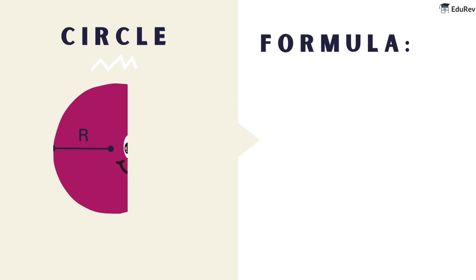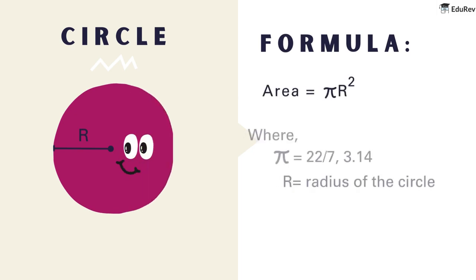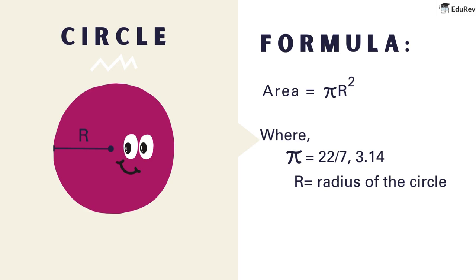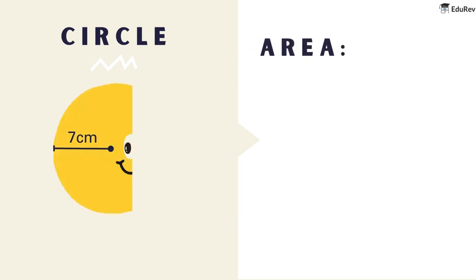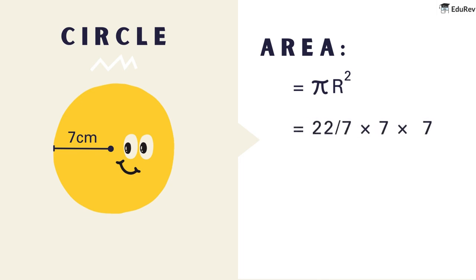For a circle, you take pi times square of the radius of the circle. For example, for a circle with radius of 7 centimeters, the area would be pi times 49, which is the square of 7, which comes out to be 154 square centimeters.